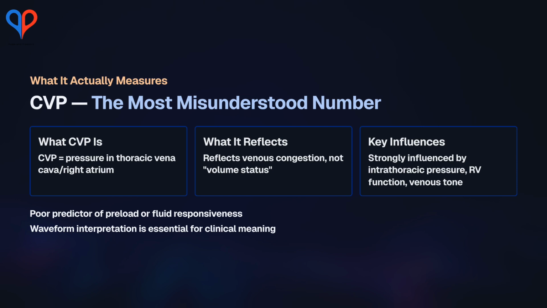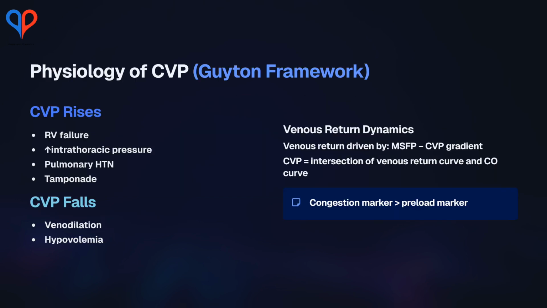Its true power emerges only when interpreted alongside the waveform, where the A, C, V waves and X, Y descents reveal atrial mechanics, tricuspid valve function, and right-sided pathology. CVP physiology is best understood through the Guyton venous return model. Venous return is driven by the pressure gradient between the mean systemic filling pressure, MSFP, and CVP. The larger the MSFP minus CVP gradient, the greater the flow returning to the heart.